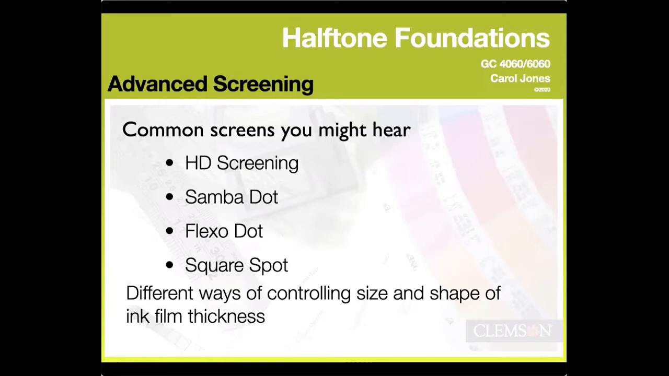We talk about flexo dot, okay, and that's primarily thinking of round dots versus elliptical dots like we use for offset lithography. And then square spot, so sometimes we choose some of these, okay? But there are different ways of controlling the size and shape of ink film thickness. Okay, so we're back to what we talked about on Tuesday of just putting ink on paper and how we are controlling that ink film thickness and what we put down.